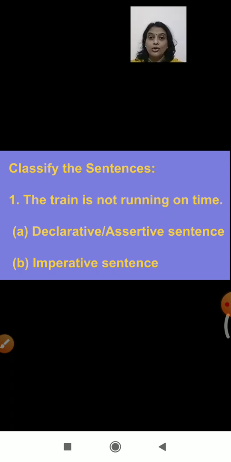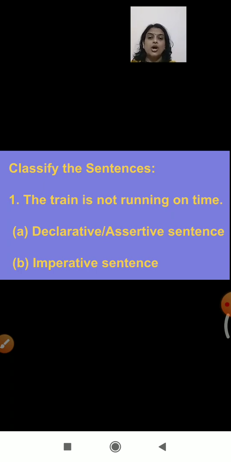So I hope you have followed till here. So you know the four. Okay. Now let's do some exercise. Let's try to find out. Let's see whether you have really followed. Okay. So here you can see some sentences. The question goes, classify the sentences.